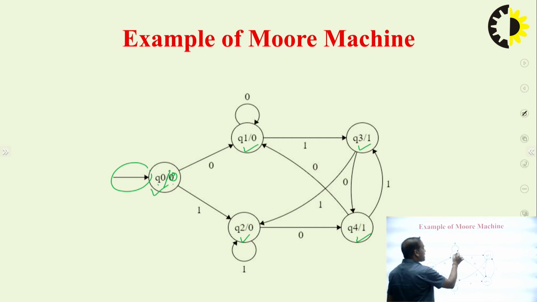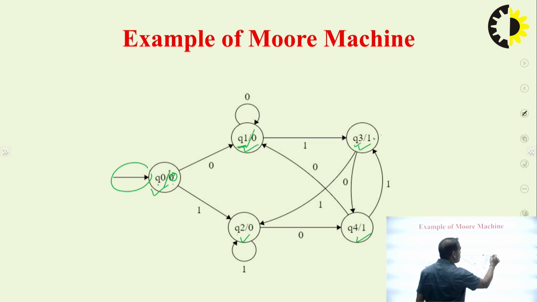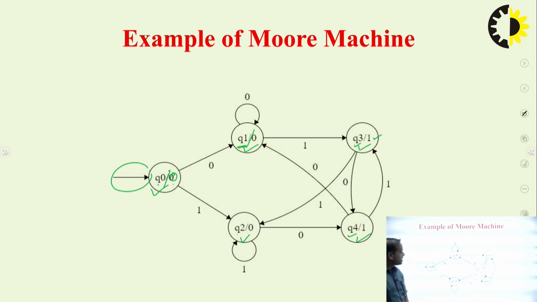Here we write Q1 slash 0. That means the output of state Q1 is 0. Here the output of state Q2 is 0, and here the output of state Q3 is 1. The output of state Q4 is 1. This is the diagram which shows the basic transitions of a Moore machine. Here we show only the state and next state. That means if we give input 0 at the state Q1, then the next state is also Q1 and the output is 0.